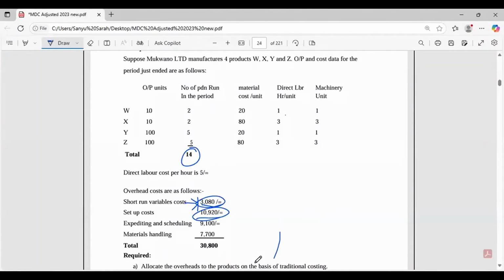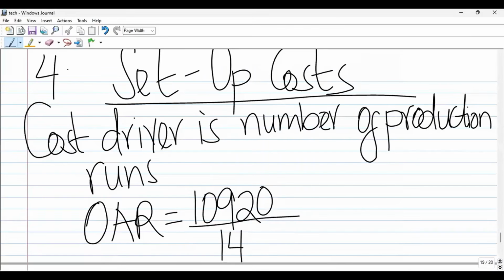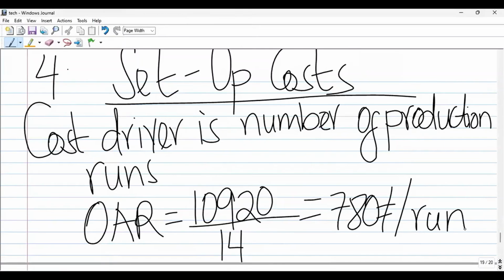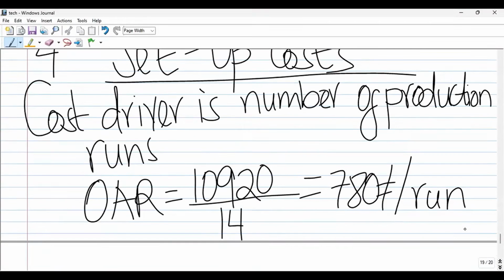Those production runs are not per unit. If they had told us number of production runs per unit, we would have first multiplied with the number of units, but they are not per unit. So divide by 14. What do we get there? 780 shillings per run. A rate is always per something. So what you've divided with, that is what you say per.